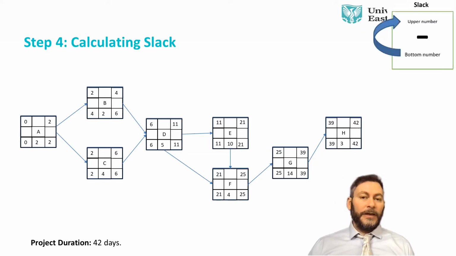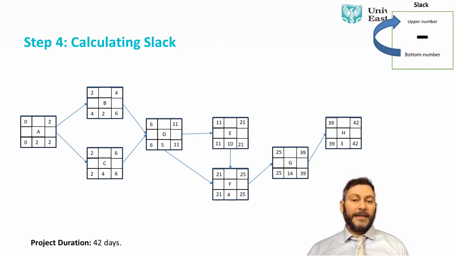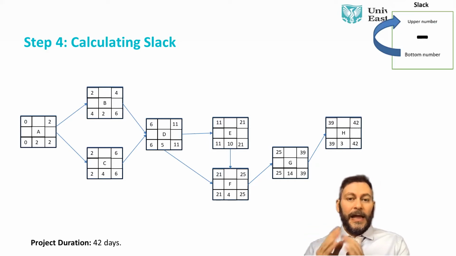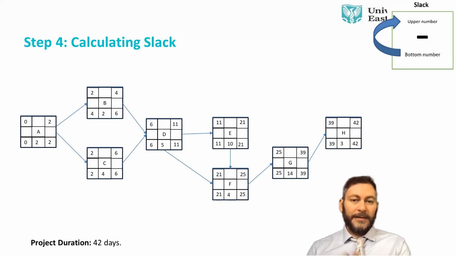Now we need to calculate the slack. The slack will help us know which activities are critical and we can't be late even 1 day in these activities. If we're even late 1 day, the whole project will be delayed 1 day. And this is how we identify our critical path.